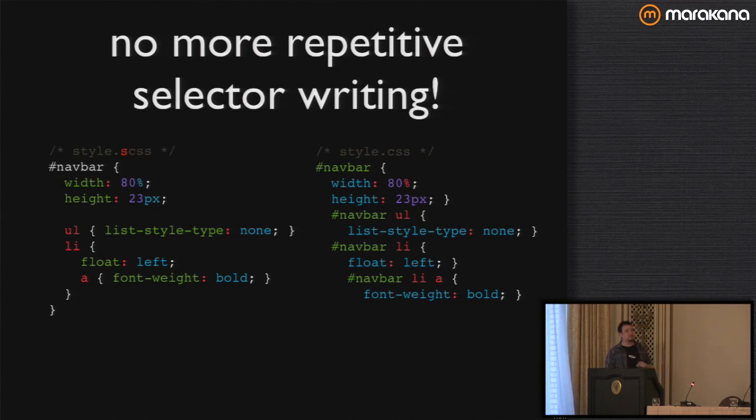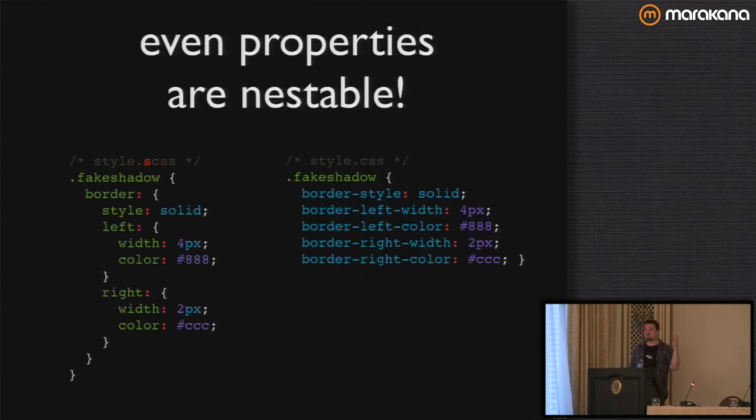Something else that I found seriously cool, and only found after looking into the docs, because I never would have come up with it myself: you can actually nest parts of properties as well. This is something that CSS obviously can't do at all. I just say, okay, in my fake shadow class, I have a border. And in there, I have border style. And in there, I have border left. And the left has a width, and the left has a color. And it just inherits down the line beautifully.